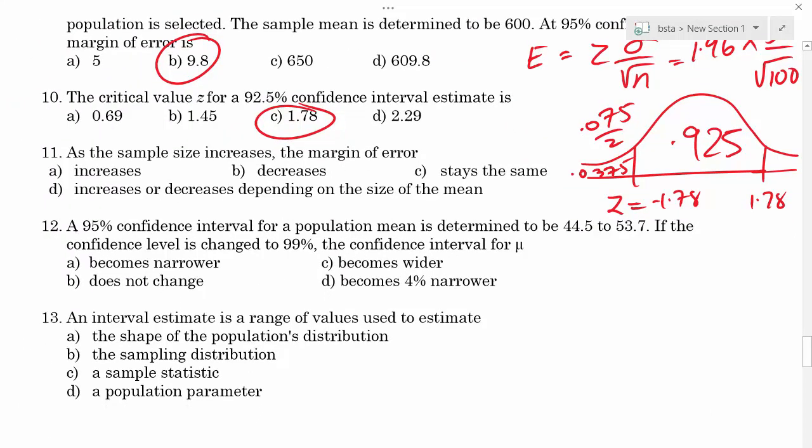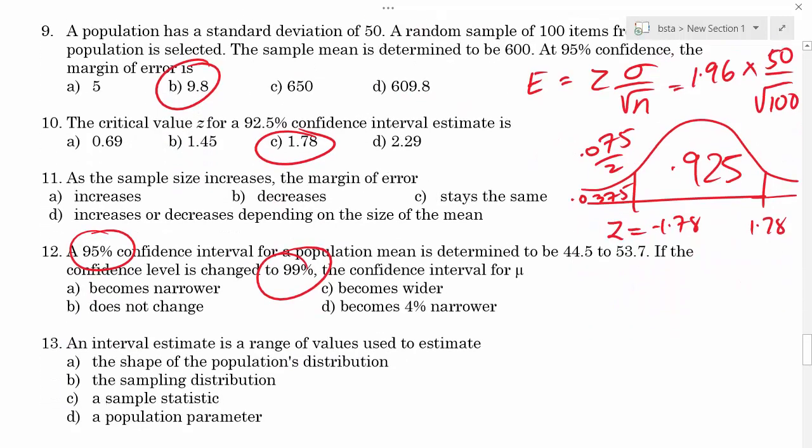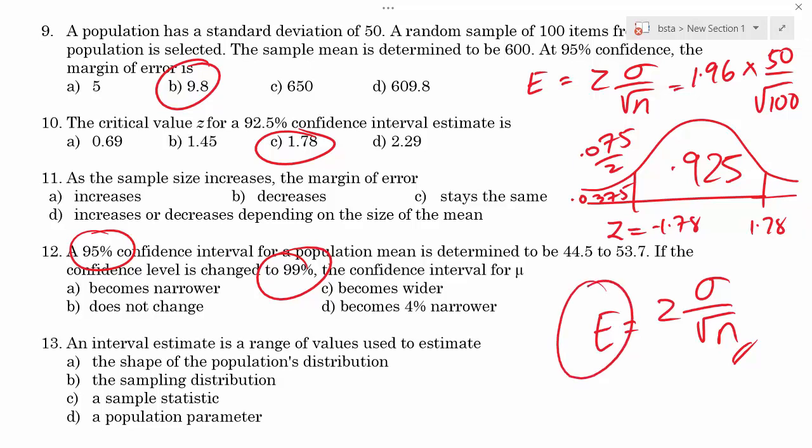You constructed a confidence interval at 95%, but you changed your mind and you said you wanted a 99% instead. Oh, I skipped 11. Okay, sorry, 11 before 12. 11. Margin of error. If you increase the sample size, what will happen to your margin of error? Increases. So let's look at the formula first before you say increases or decreases here. The formula for margin of error is this: E equals Z sigma over root N. N is your sample size. If you increase N, what will happen to E?